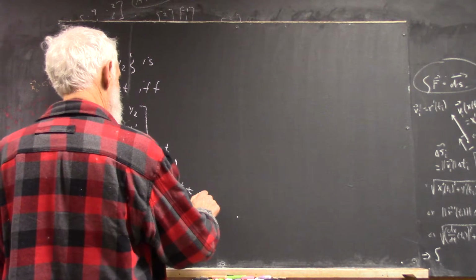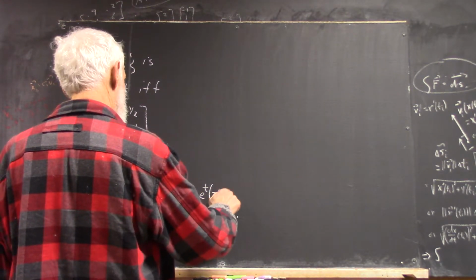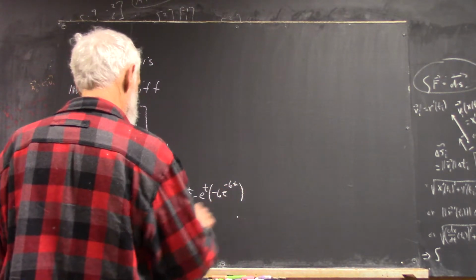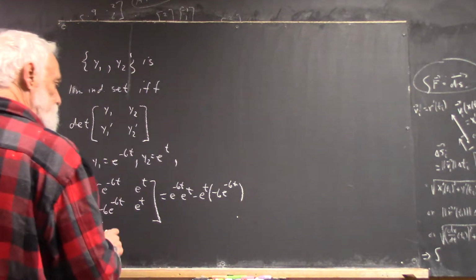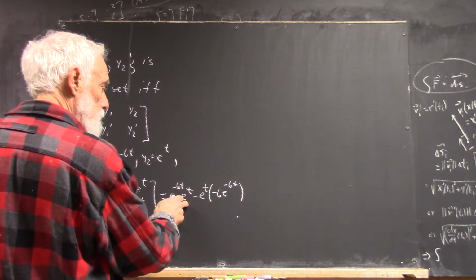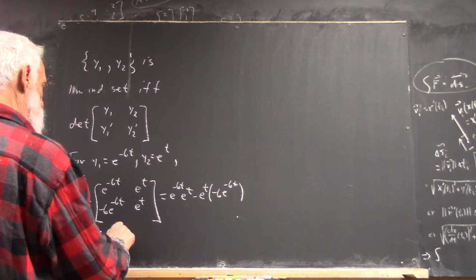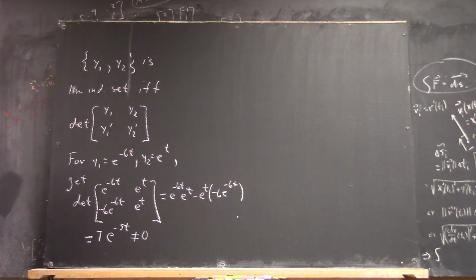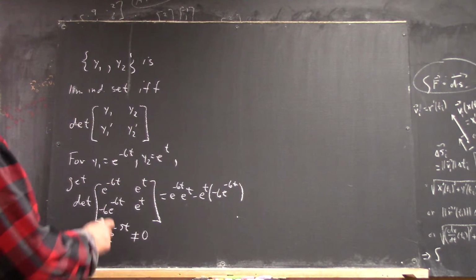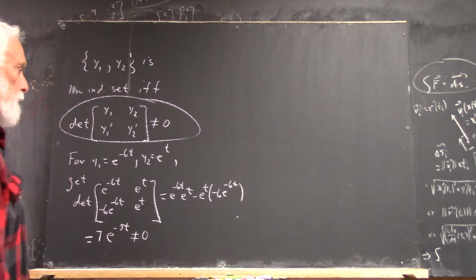In other words, this minus e to the t times negative 6 e to the negative 6t, which is e to the negative 5t plus 6e to the negative 5t, 7e to the negative 5t. It's not 0. Okay? This is a linearly independent set. And the condition is that the determinant is non-zero.